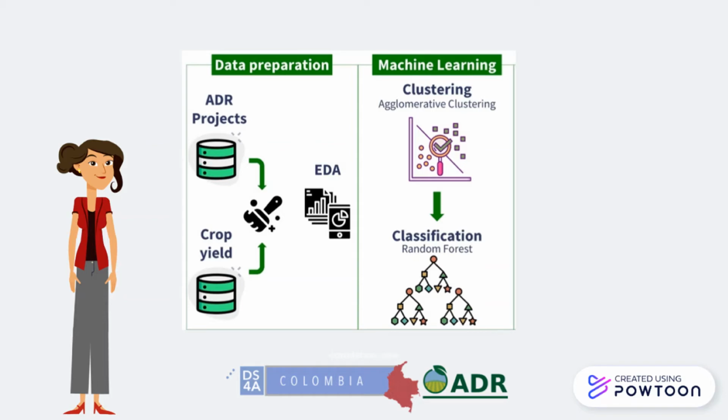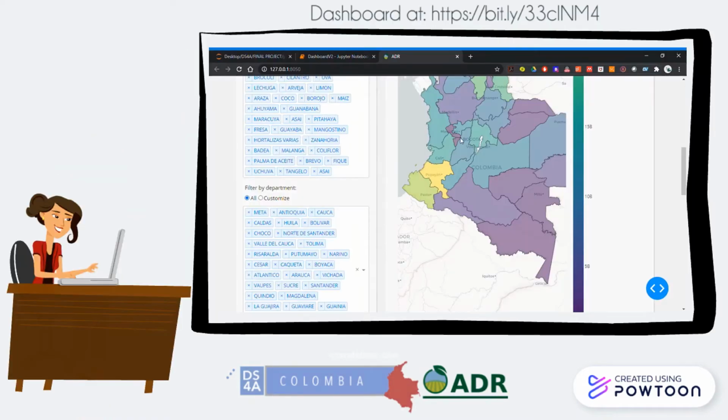Next, we wanted to be able to say if a project was going to be successful or not. And the way we did this is that we trained a random forest algorithm to classify a new project into one of the clusters we had defined before.